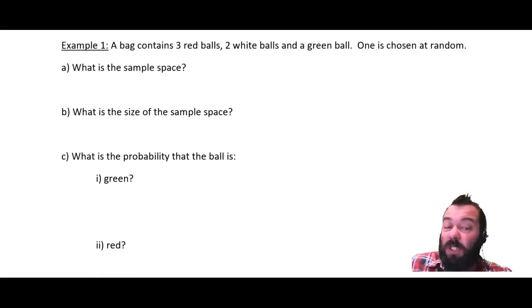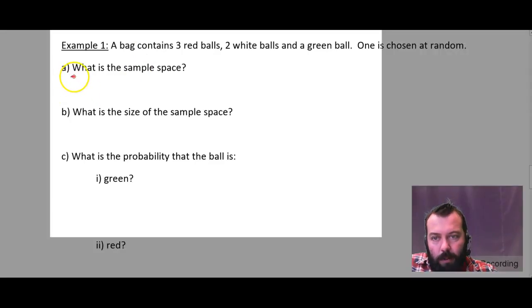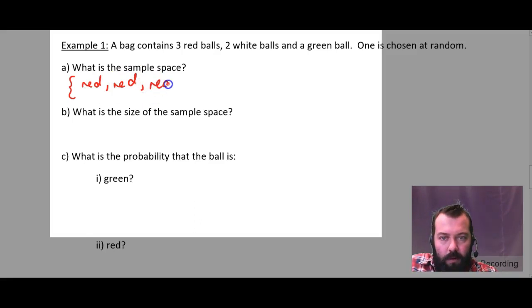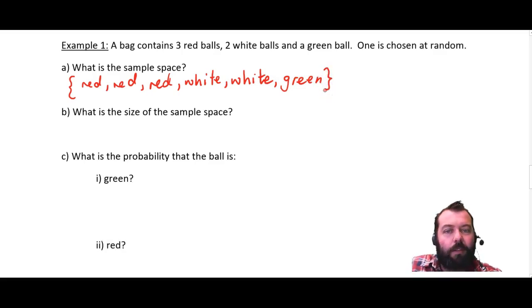Here's an example, and we'll just work through this. I've got a bag, and it contains 3 red balls, 2 white balls, and a green ball. One of them is chosen at random. What is the sample space? The sample space, we usually put curly brackets around it, and it's red, red, red, because there are 3 balls there, we'll call it 3 different outcomes. White, white. And green. Separated by commas, curly brackets at the end again. Righto, and that's the sample space.